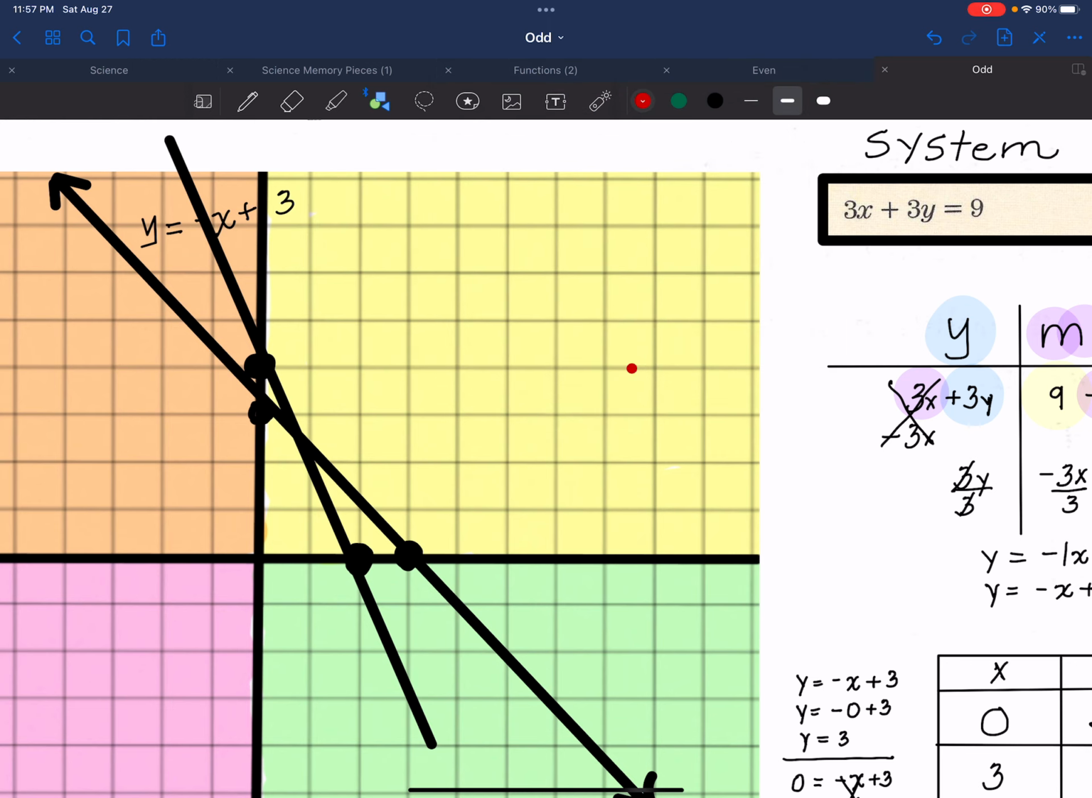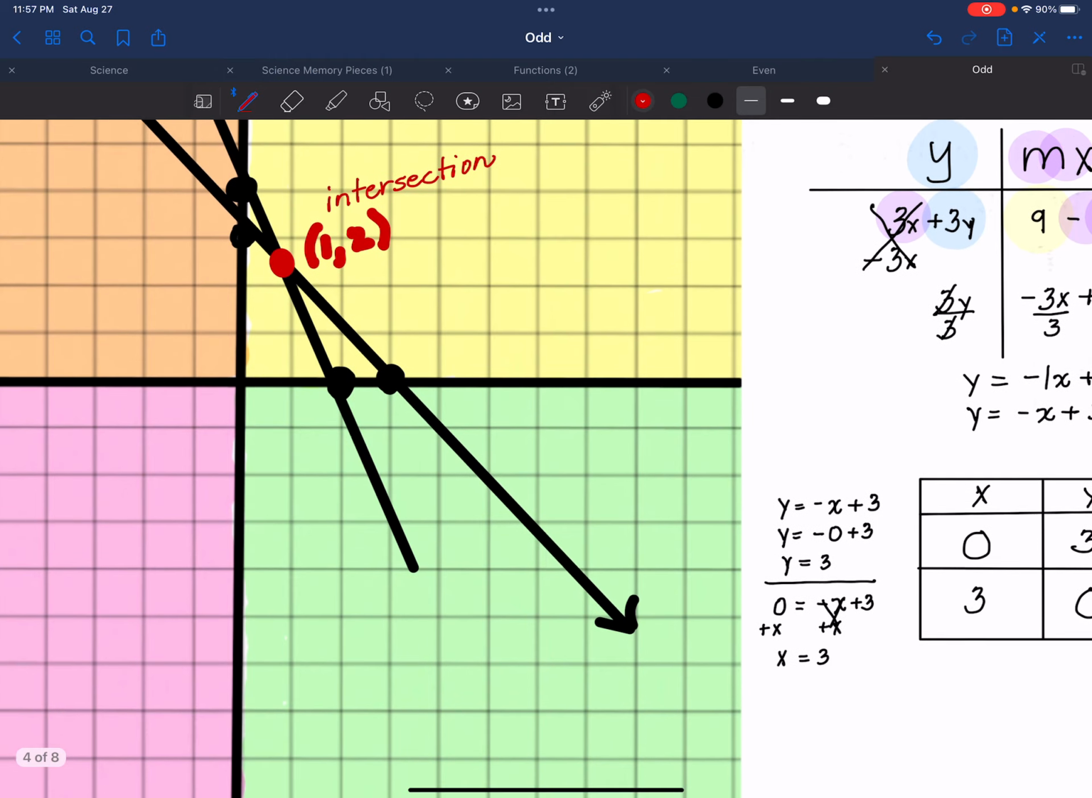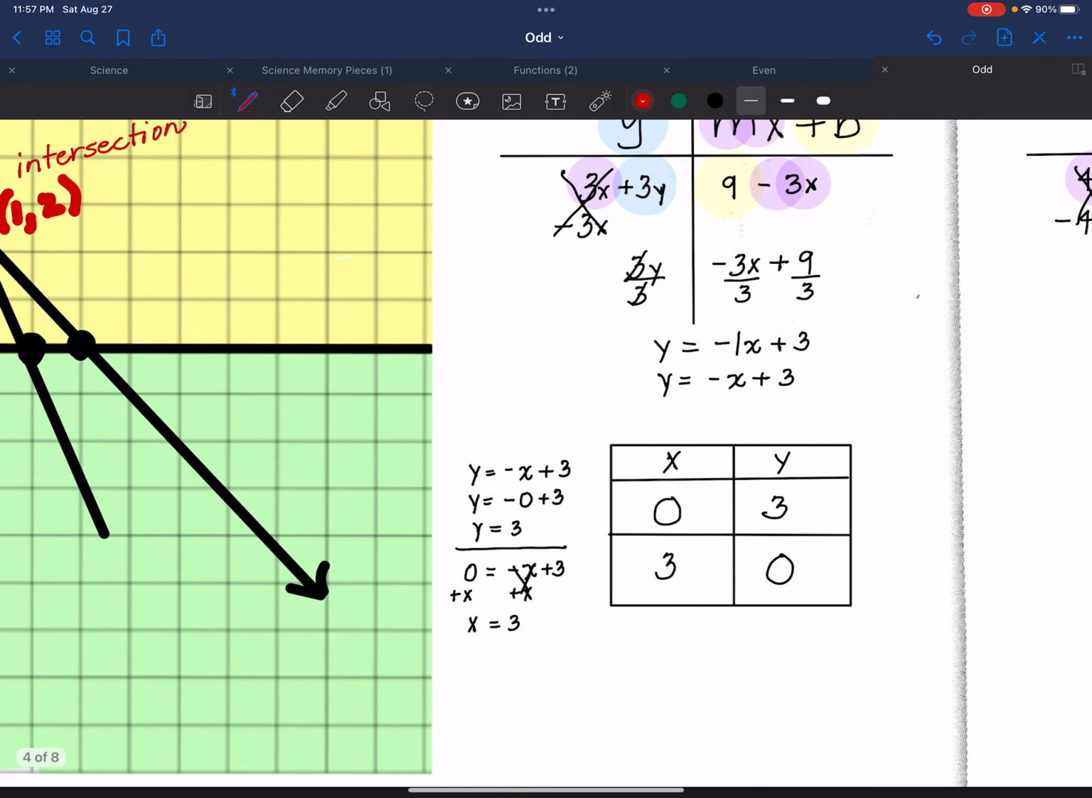All right, what you're interested in is where they touch, where the two lines intersect. And in this case, it should be at 1, 2. That's the intersection, and that is the solution to the system. Wherever the lines intersect is the solution to the system. It has to fit into both equations and work out. So, for example, if you bring this back over, let's check.